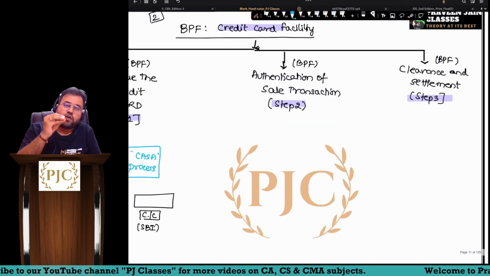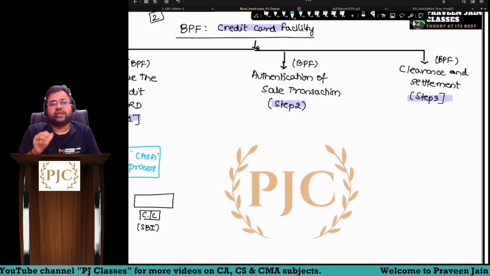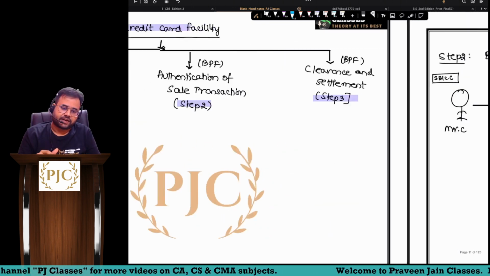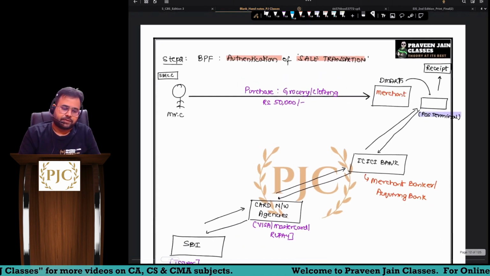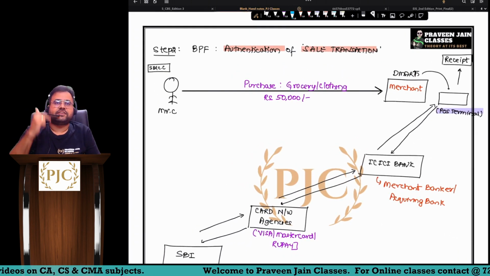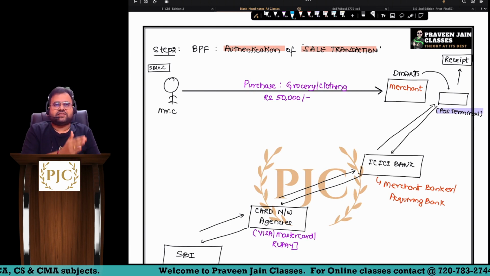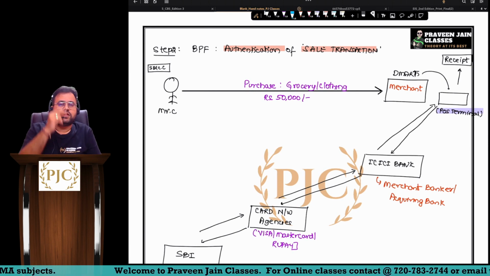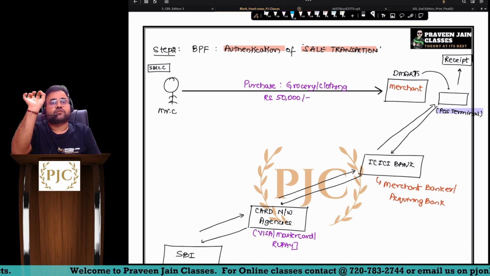Then we have something called authentication of sale transaction, meaning now the customer will start using the credit card. How will this happen? Simple. Now we are talking about step number two, which is authentication of sale transaction. So Mr. C is a customer. He wants to buy some goods. So he went to DMart. DMart is called a merchant.